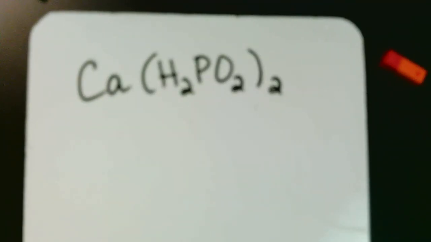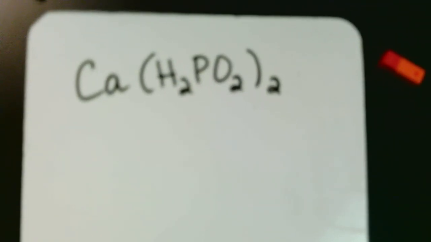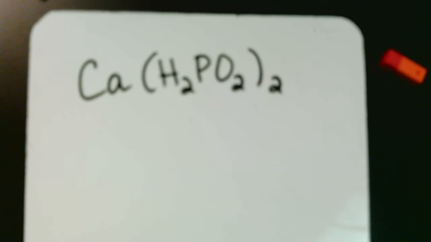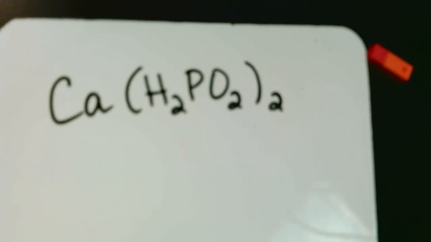So this is what I see, right? I have a calcium, two hydrogen, a phosphorus, 2 oxygen, and then of course I still have this little subscript of 2 on the outside here, kind of just messing everything up because of the parentheses. But it's not that bad. We can fix this.